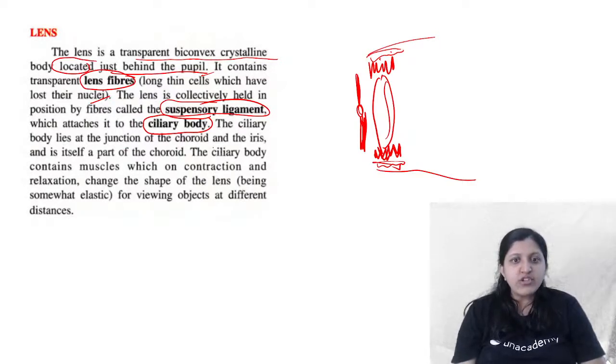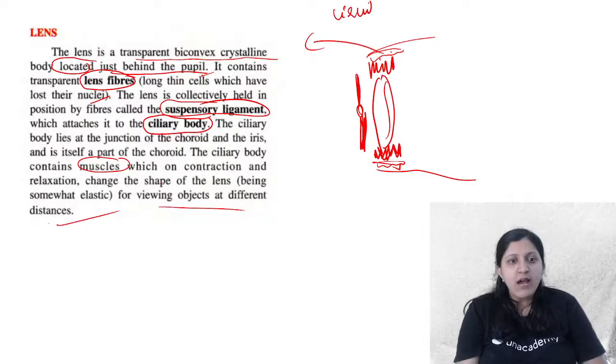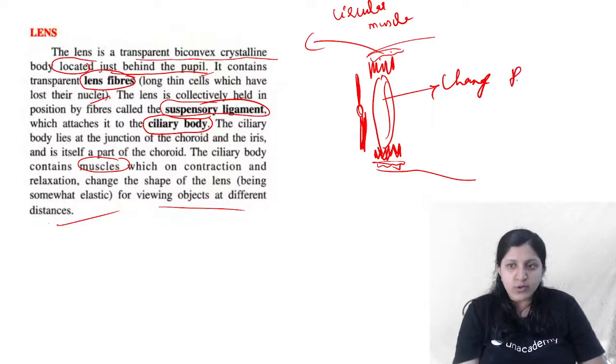Okay, so lies at the junction, and other than that the ciliary body contains the muscles which on contraction and relaxation change the shape of the lens, being somewhat elastic for viewing objects at different distances. Since this ciliary body has circular muscles, as we saw in the very beginning, it contains the muscles which on contraction and relaxation change the shape of the lens.